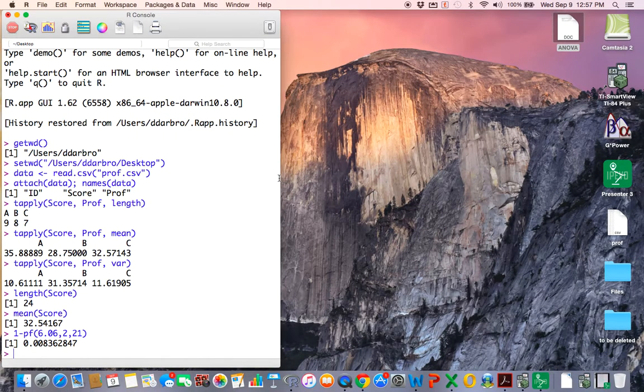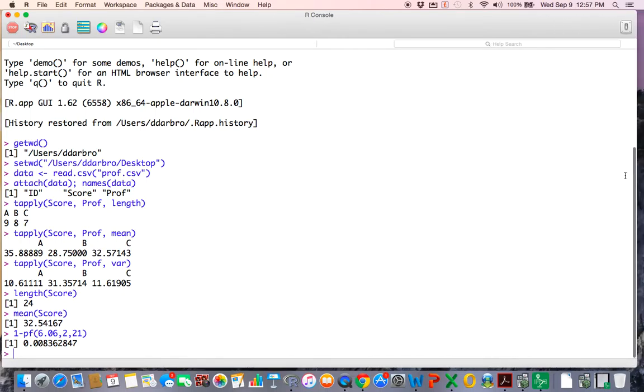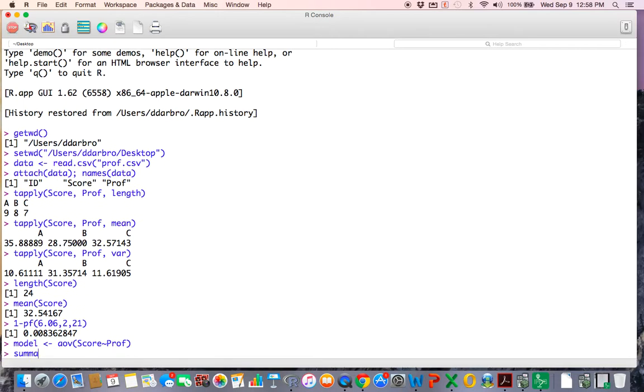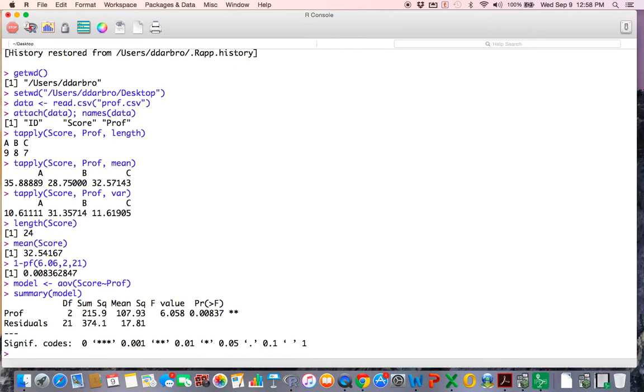Now, guys, let's see how this plays out in R. So I'll make this larger and we'll see how we typically conduct an ANOVA. First thing I would want to do is call up my model, and I'll use the aov function. I want to do my score over my prof. I'll do summary of model. And when we get our output, we'll see some very, very familiar values.